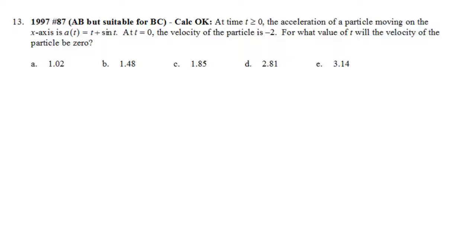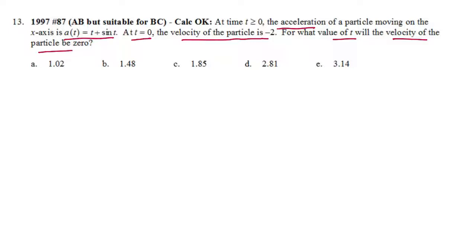Okay, question 13. This is a calculator problem again. And so we're told that the acceleration of the particle moving along the x-axis is given by this. At time t equals 0, the velocity of the particle is -2. For what value of t will the velocity of the particle be 0? So again, calculator problem here, a couple of steps we can go through.